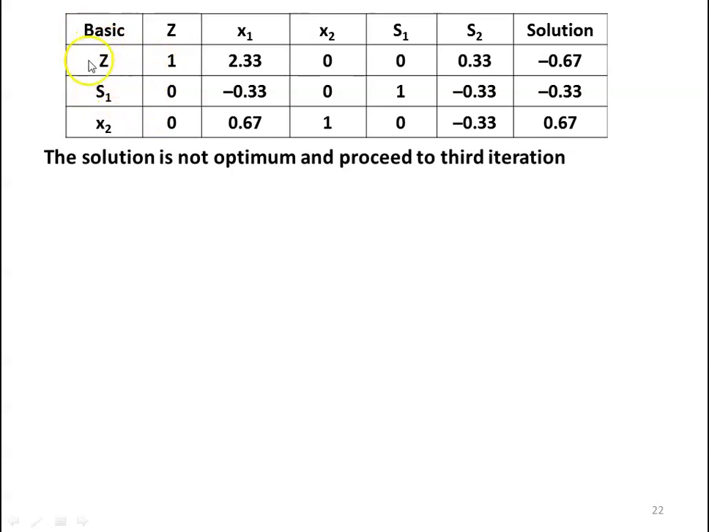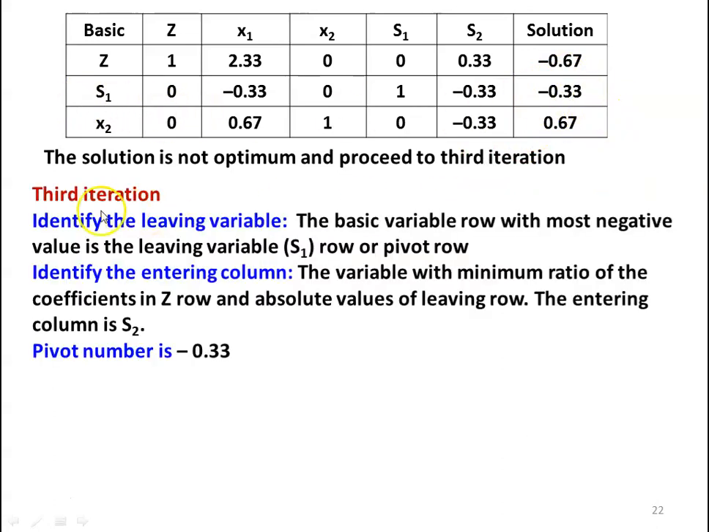Z equation: 1, 2.33, 0, 0, minus 0.33, minus 0.67, and S1 equal to minus 0.33, 0, 1, minus 0.33, minus 0.33, and X2: 0.67, 1, 0, minus 0.33, equal to 0.67. The solution is not optimum because we have another negative value here. S1 takes a negative value on the right hand side. Now, once again, we go for the next iteration.